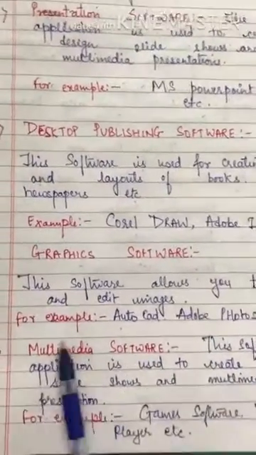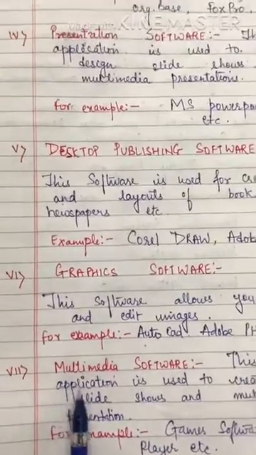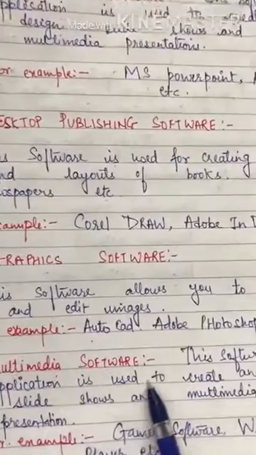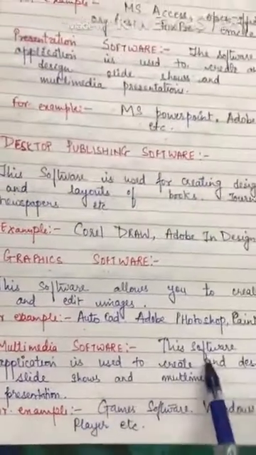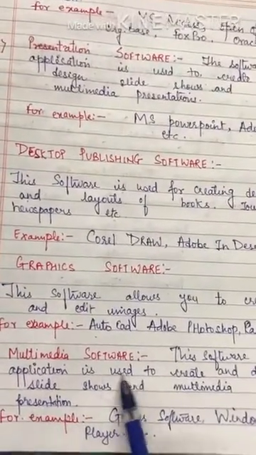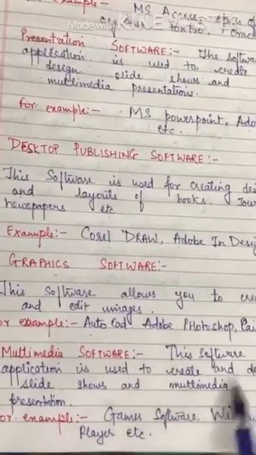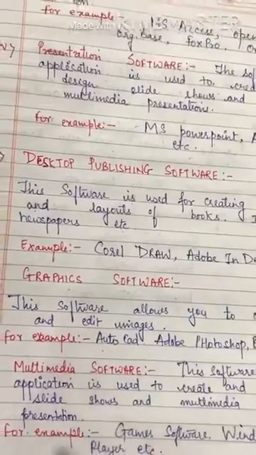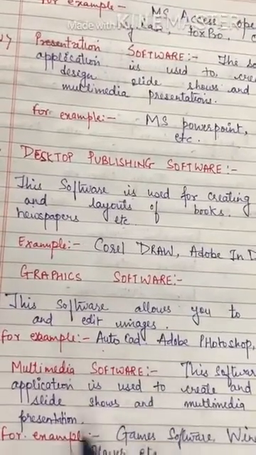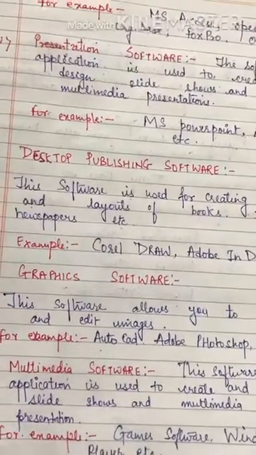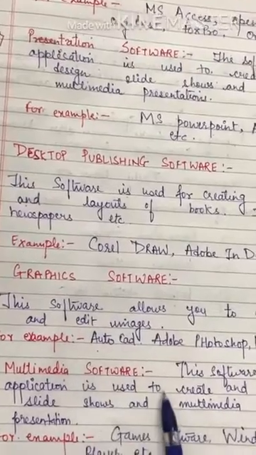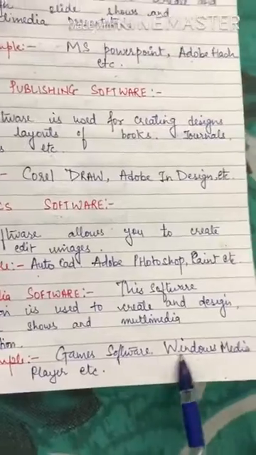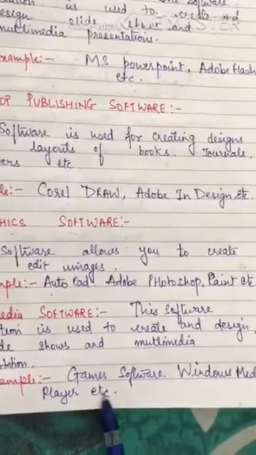Okay, now come to the last example, that is multimedia software. What is multimedia software? This type of application is used to create and design slideshows and multimedia presentations. Means it is used to create video, animation, sound, graphics, text with a high degree of interaction. For example, you can take the help of game software, Windows Media Player, etc.